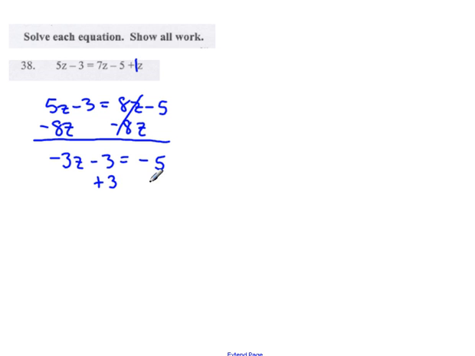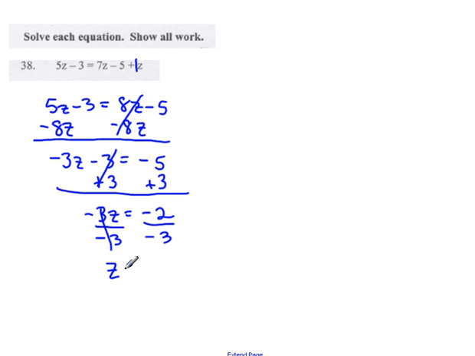Get rid of the number by adding 3 to both sides. Negative 3z equals negative 5 plus 3 is negative 2. And finally divide by negative 3. Recall that a negative divided by a negative is a positive. This doesn't divide evenly, so leave it in fraction form.